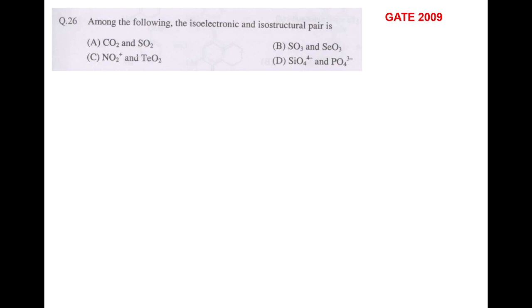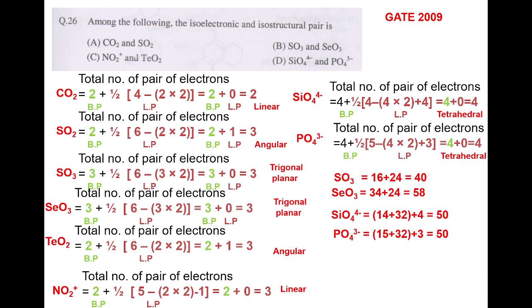So coming to the next question: among the following, the isoelectronic and isostructural pair is, so here which pair is isoelectronic as well as isostructural, means two molecules, a pair of molecules, with the same shape and same number of electrons. Isoelectronic means the number of electrons will be the same and the shape will be the same. Which pair? So let us consider the shapes of all the molecules. So here carbon dioxide linear, 2 bond pair, 0 lone pair.